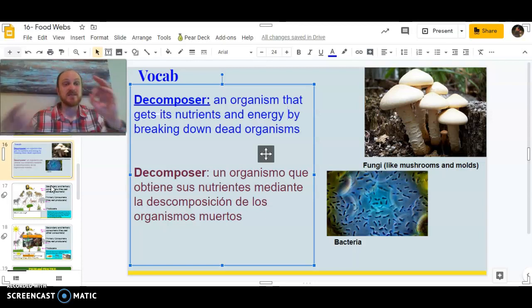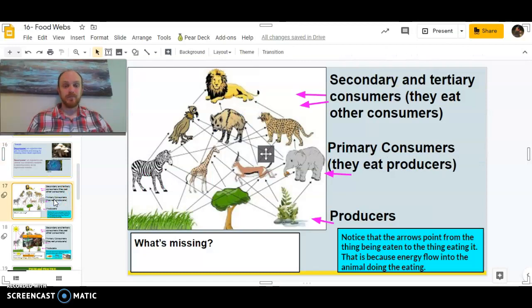If you see the little blue dots on your bread, fungus. Yeah, molds. Okay, so here's the picture. We have at the bottom there, it says producers, and I'm pointing to the plants. Okay, those are the producers. Then there's primary consumers. They eat producers.